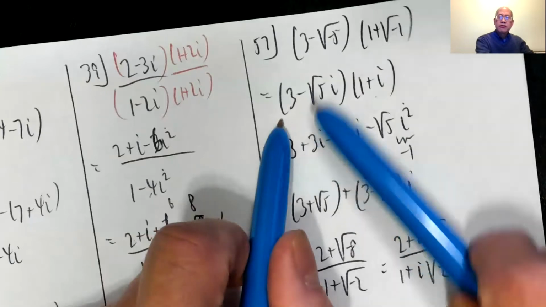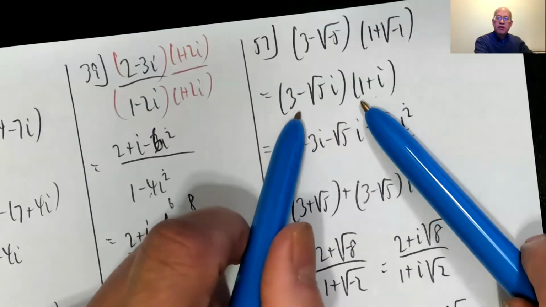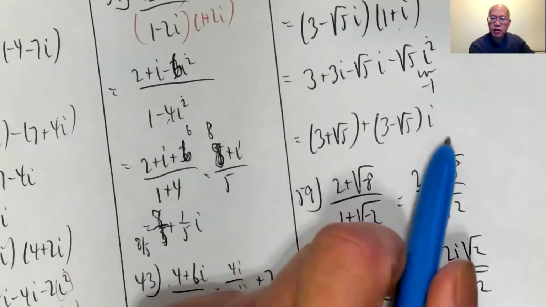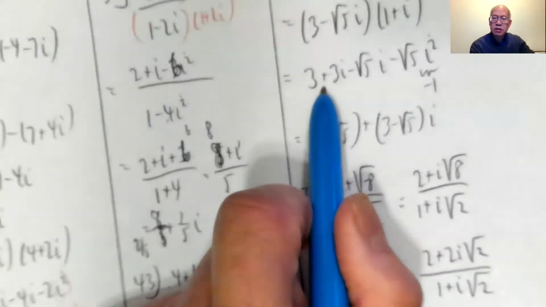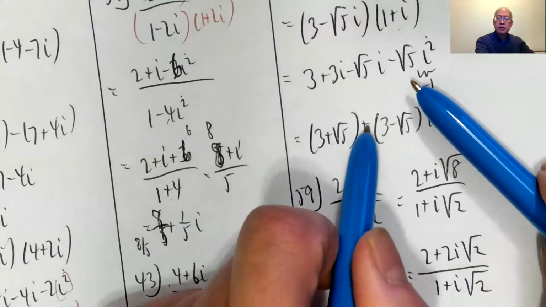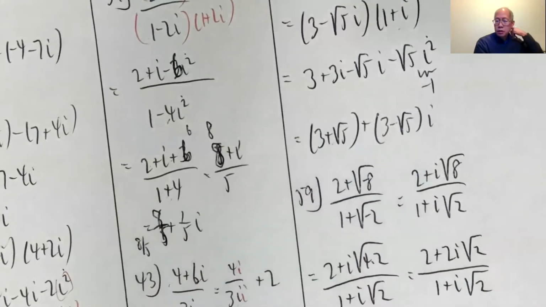FOIL it out. First 3, outer is 3i, inner is negative radical 5 i, and last is negative radical 5 i squared, which is -1. So that's going to make this a plus. So 3 plus radical 5, and then these two are the i, so put them as 3 minus radical 5 i after factoring out the i.